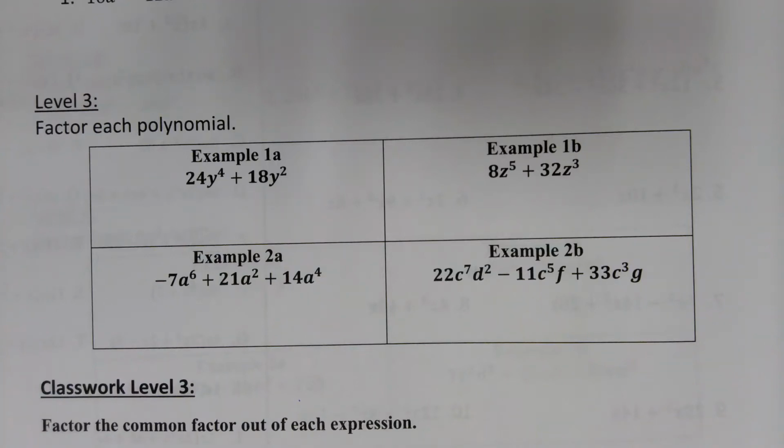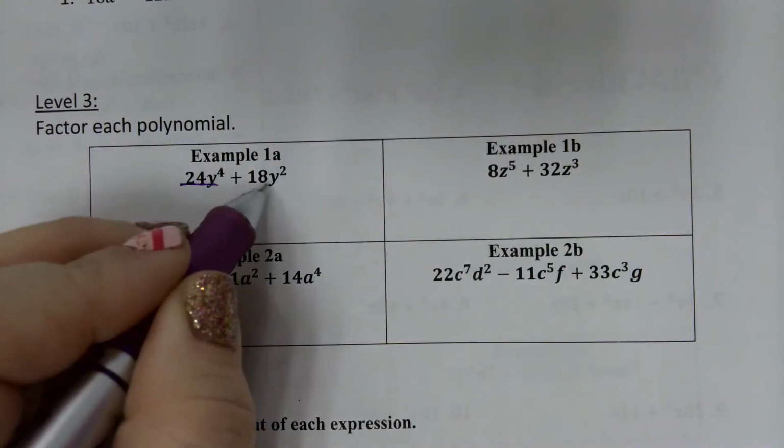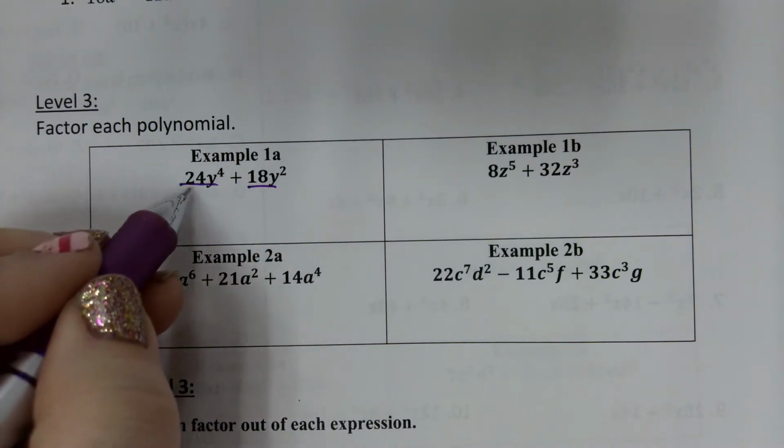Now in level 3, we'll have not only a number that comes out and a variable that comes out, but we might have that variable be able to be raised to an exponent. The process remains the same. What's the largest number that can come out of both 24 and 18? And that number would be 6.